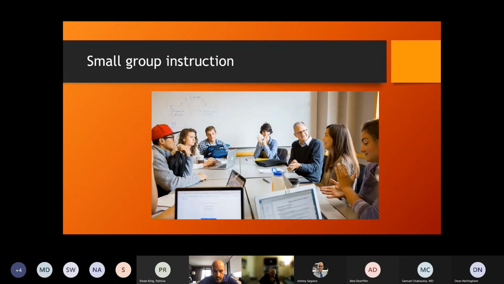And finally, when available, small group instructions. As time goes on and we get a little bit closer, we're going to talk about the foundations of EM that we're going to be using to supplement our residents' education, and it utilizes a lot of these small group instructions. This is going to be a great way to keep people interested and engaged and get this information out to our residents.